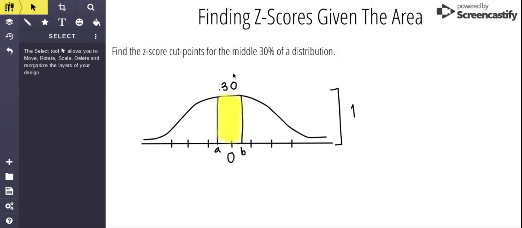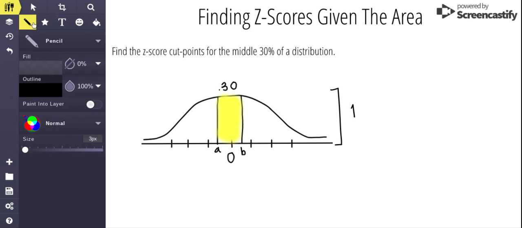So what it is really asking us is that if this is our normal distribution curve and this is our mean, which is going to be 0, and if this is our 30% right here, which I put in decimal as 0.30, then we need to find A and B, or those ranges that the 30% of the data lies within.